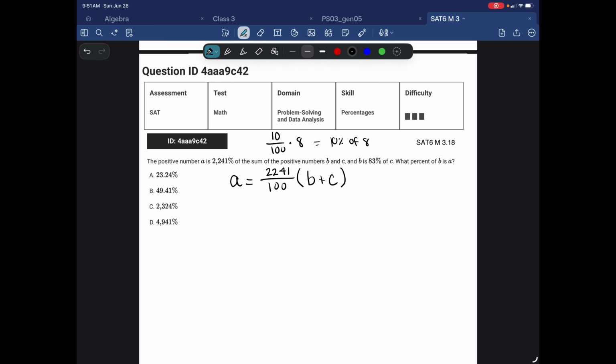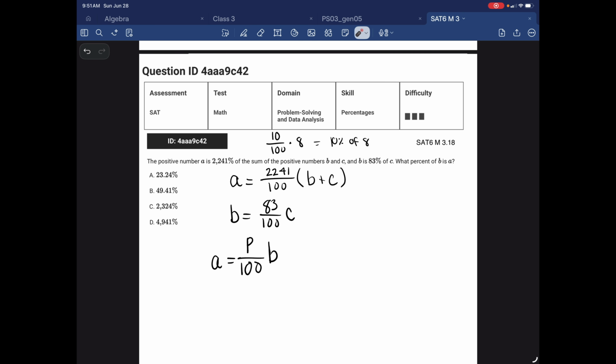It also says that B is 83% of C. So B is 83%, and the of is like multiplication, of C, or it could just be C. And we want to know what percent of B is A. So we have A equals what percent, I'm just going to call it P, of B. So this last sentence is the same as this. We want to figure out what percent of B is A.